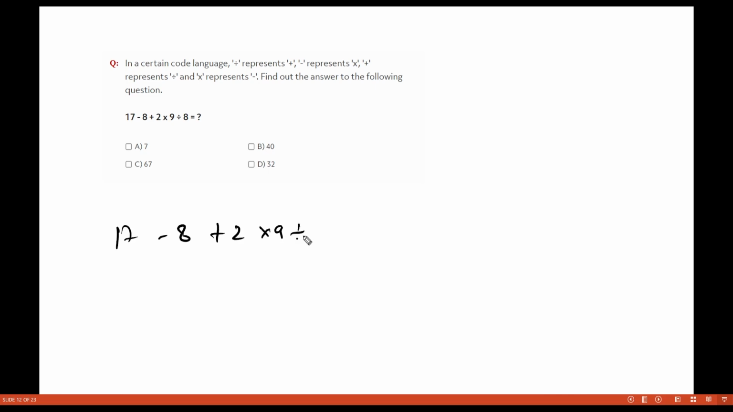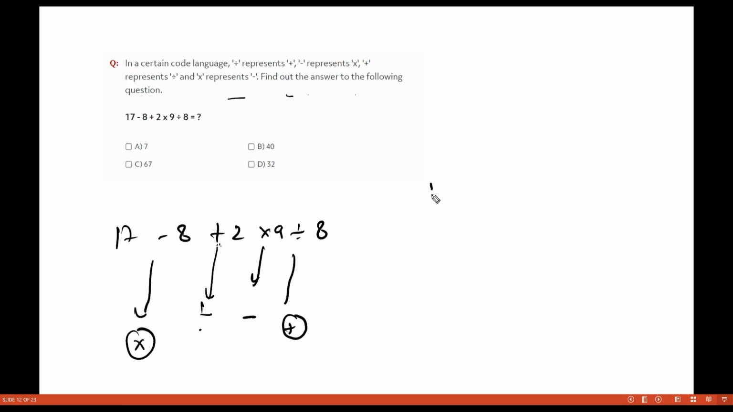Okay, so this is divided by 8. Now, it is saying division represents plus. So this should represent plus. And it is saying subtraction represents multiplication. So this should represent multiplication. Then it is saying addition represents division. So this should represent division, and multiplication represents subtraction.